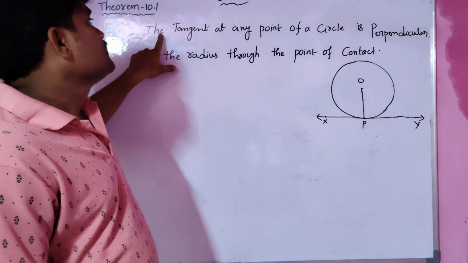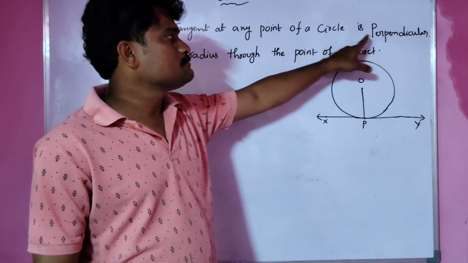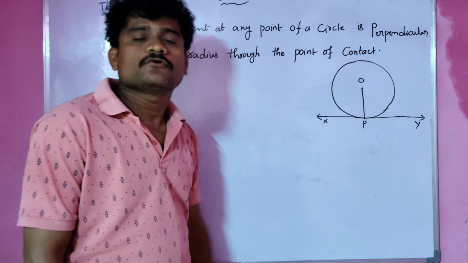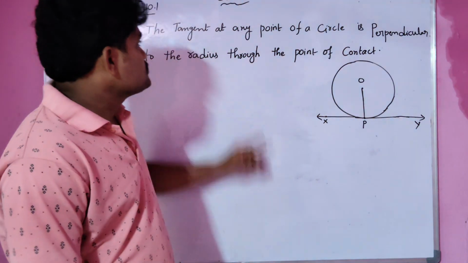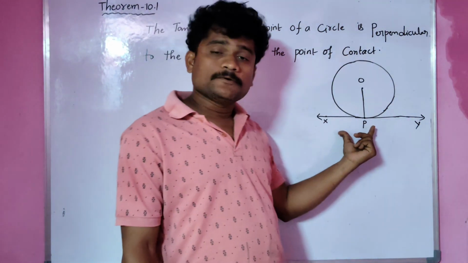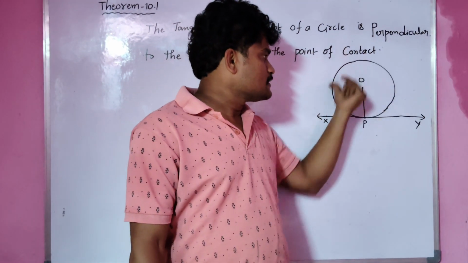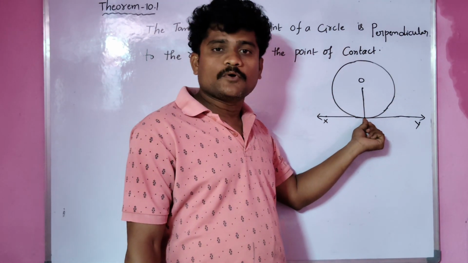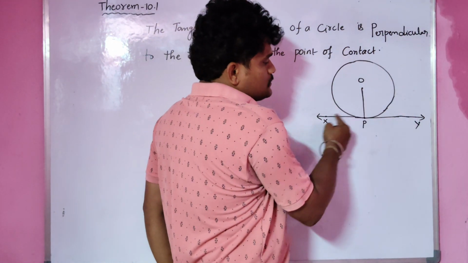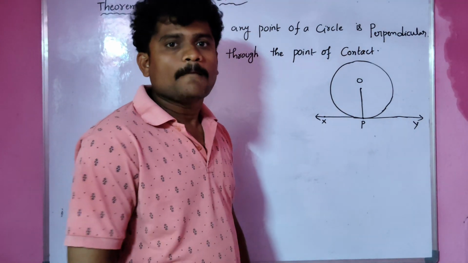The theorem is: the tangent at any point of a circle is perpendicular to the radius through the point of contact. So this is a figure. This is a tangent. This is a circle. The tangent is touching at the point P. At this point, the radius and this tangent are both perpendicular. We need to prove both are perpendicular.